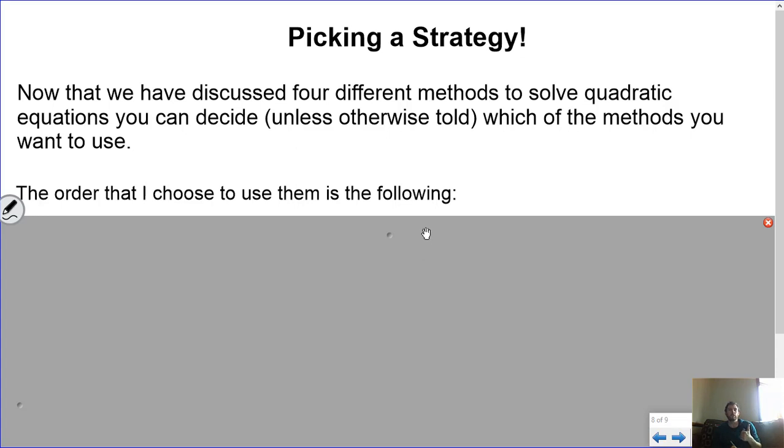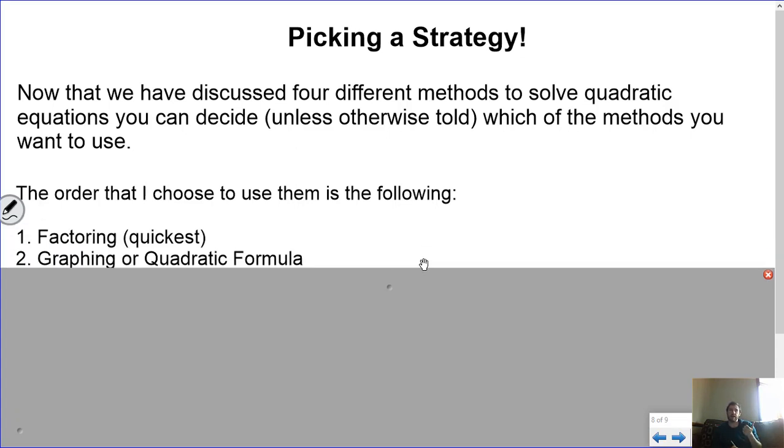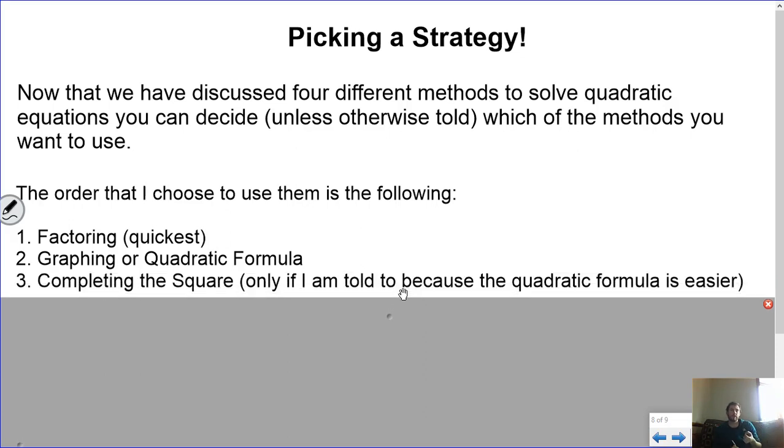Okay, strategy one is to factor. Then if I can't factor, I'm going to graph it or use the quadratic formula, right? If I have an electronic device that can graph it for me, great. I can plug it in, find my zeros. If I don't, then I'll use my quadratic formula. Then finally, I'm going to complete the square.